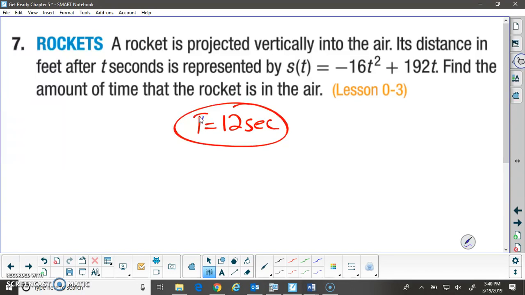Now, how could we have done that algebraically? We could have put 0 in for s of t.